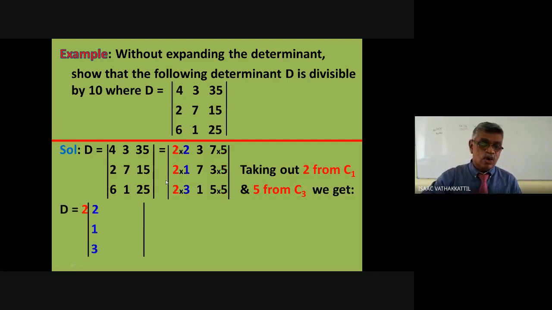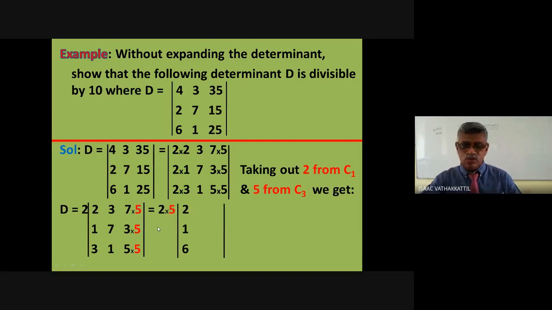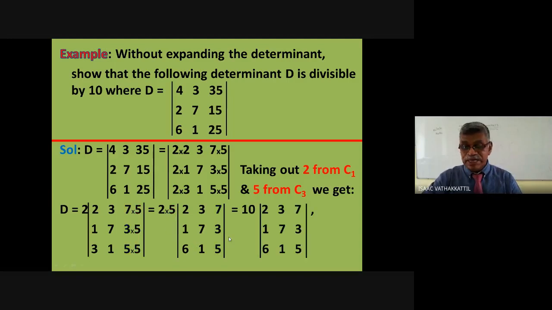So if I take 2 out, what do I get? Remaining will be 2, 1, 3. The rest of the elements as they are. Again I take 5 out from the third column. What I get here is the other elements as they are: 2, 1, 3, 3, 7, 1 and 7, 3, 5. So here you have 10, which is a multiple of 10.